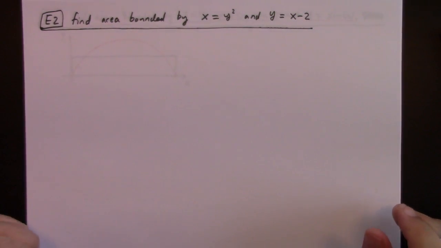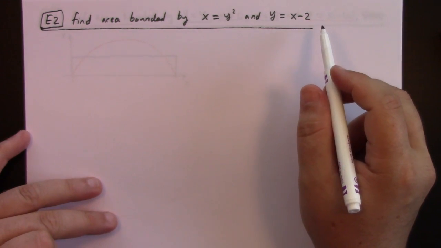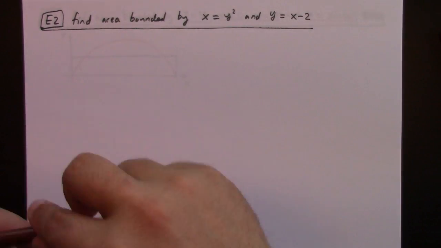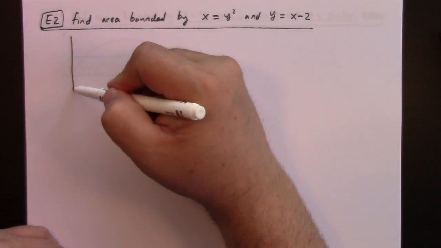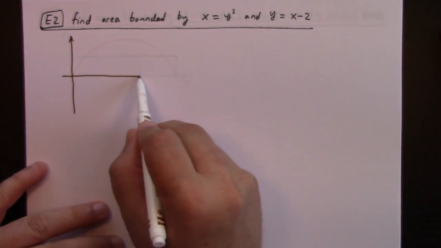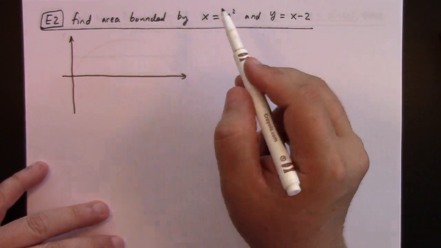Find the area bounded by x equals y squared and y equals x minus 2. My usual procedure here is to try to sketch, at least make an attempt here. Now, this is a sideways opening parabola, right?